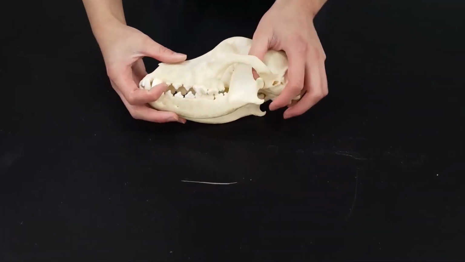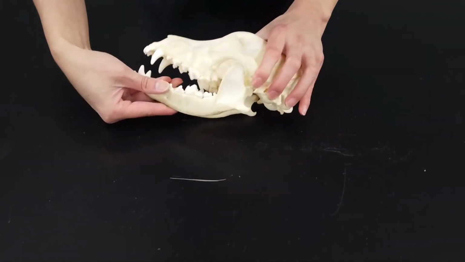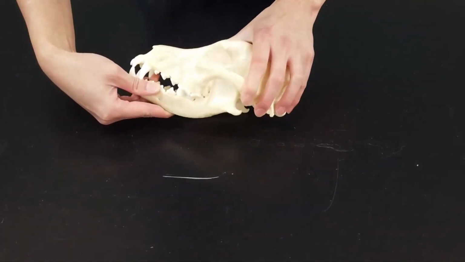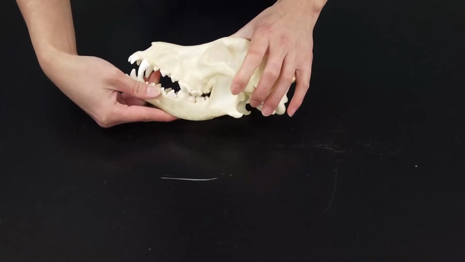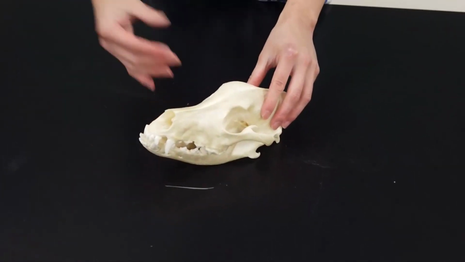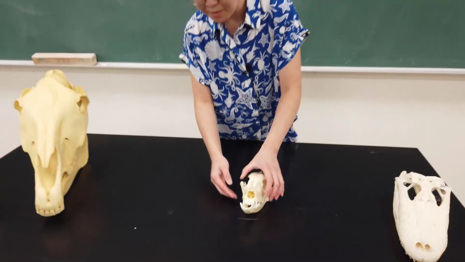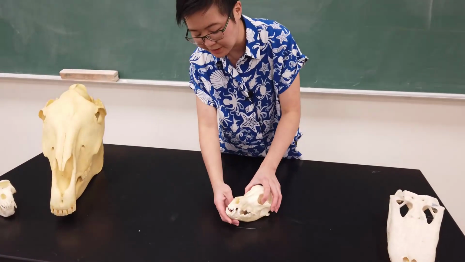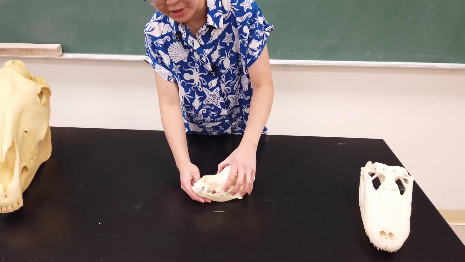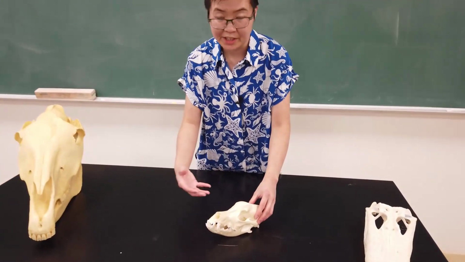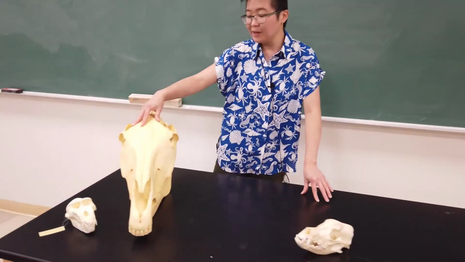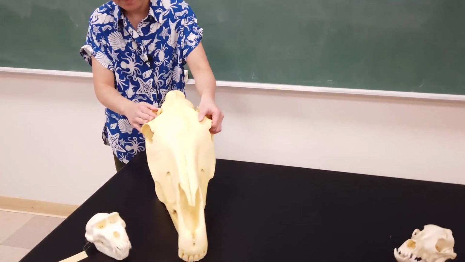But the back teeth here function with a scissoring motion that is very good for tearing and breaking apart meat into small sizes so that they can swallow that. But you can see these teeth would not be so good at breaking down some tougher materials like vegetation. And for that, we are going to go to our herbivore skull here. This is a horse skull.